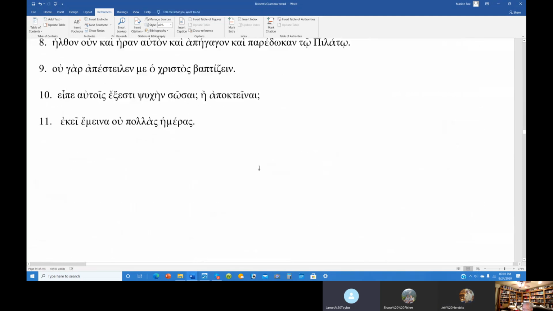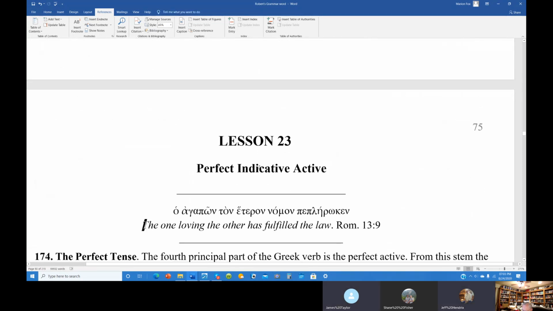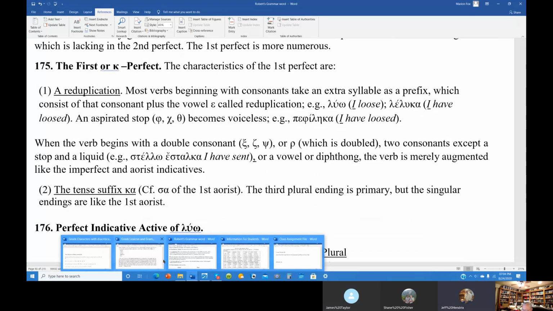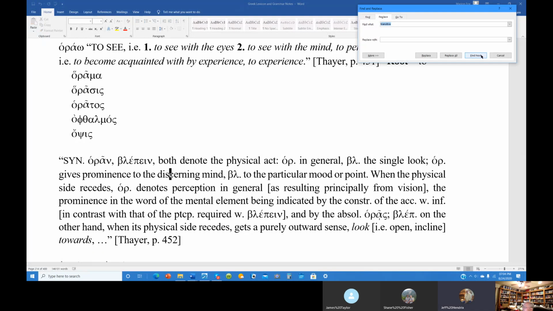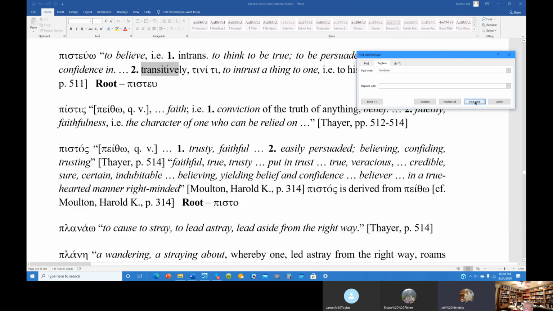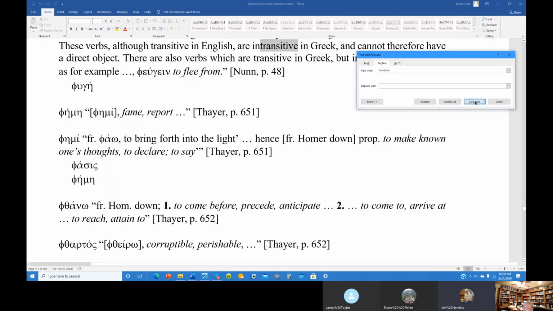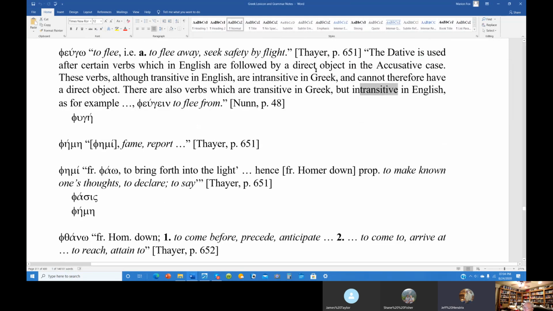Okay, we're on lesson 23. I got the wrong file. Right, here's where we are. Okay, let me go to this other file. I want to get into the lexicon file. Okay. Right here, he's telling with fugo.